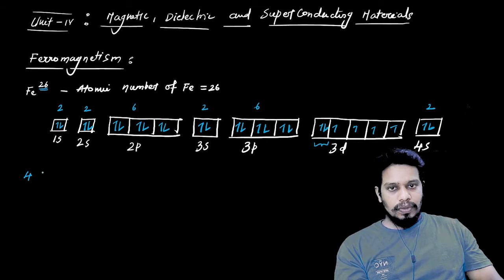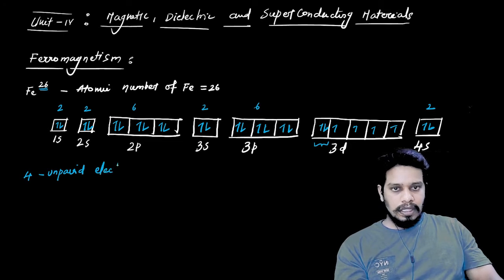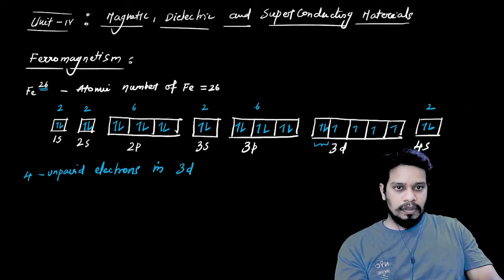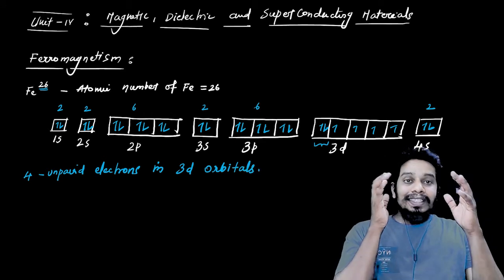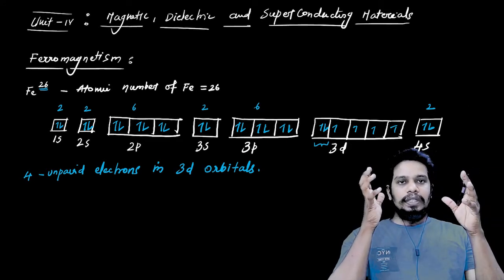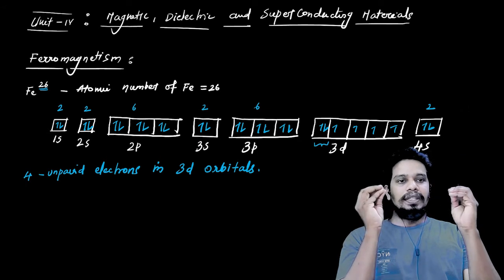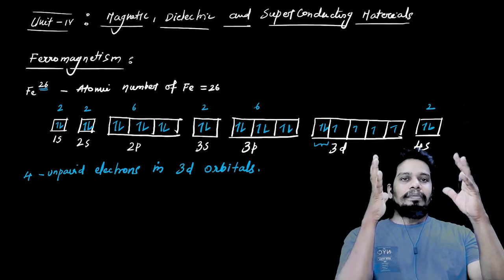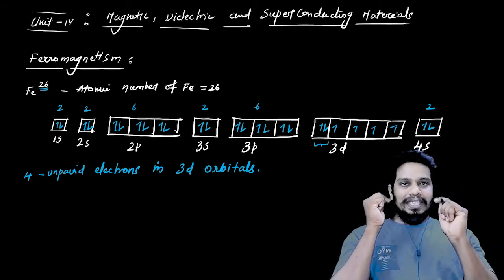So four unpaired electrons in 3D orbitals. So these four electrons contribute the four magnetic moments. These four magnetic moments are aligned parallel to each other. It will create the magnetic field for the single iron atom.